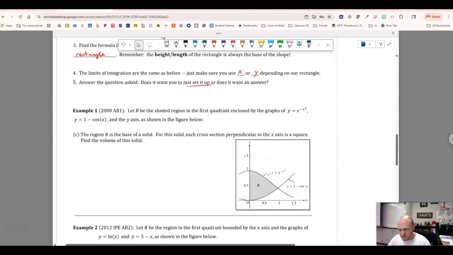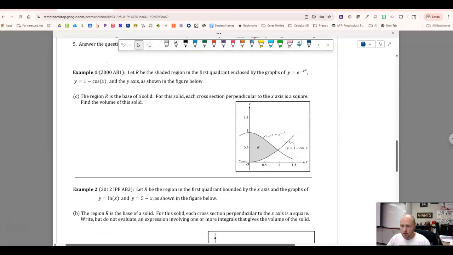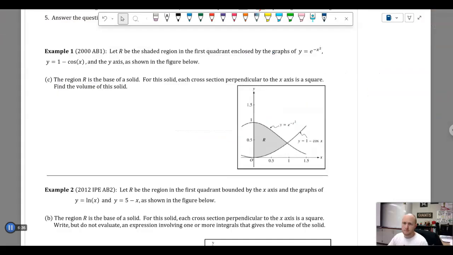So let's look at an example here. Here is example number 1, and they say, let R be the shaded region in the first quadrant enclosed by the graphs of y equals e to the power of negative x squared, y equals 1 minus cosine of x, and the y-axis, as shown in the figure. Now notice they give us the two curves and they tell us which curve is nice.